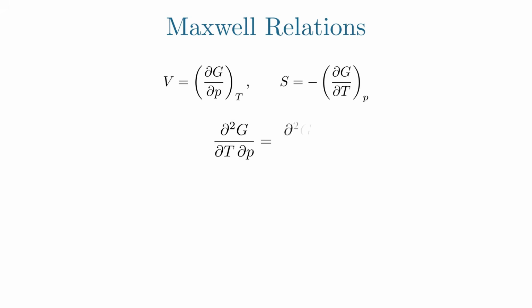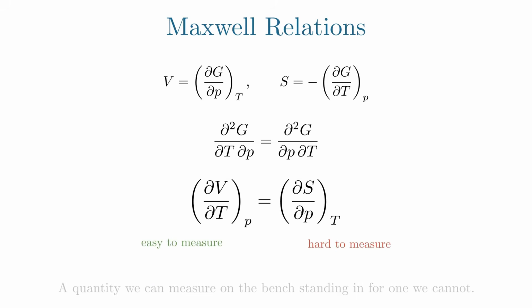Now we focus on Gibbs energy. Clearly, from comparing coefficients, we have V = (∂G/∂P) at constant T, and S = −(∂G/∂T) at constant P. But G is a state function, so we have symmetry in its second derivatives. Then we have (∂V/∂T) at constant P equals −(∂S/∂P) at constant T. This is known as a Maxwell relation.